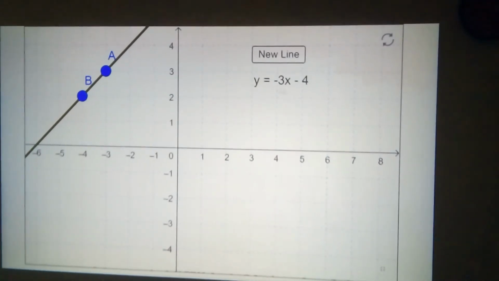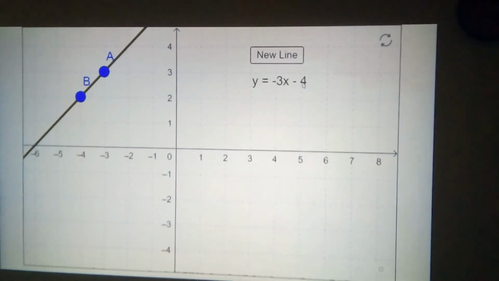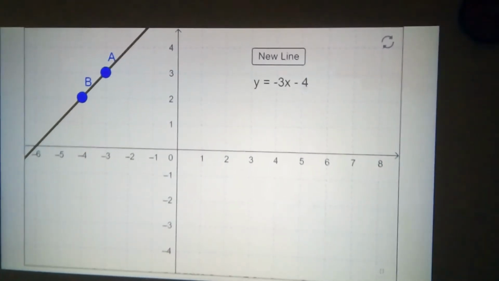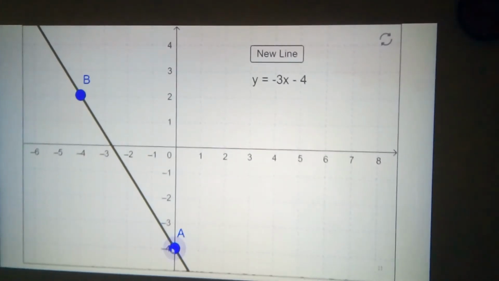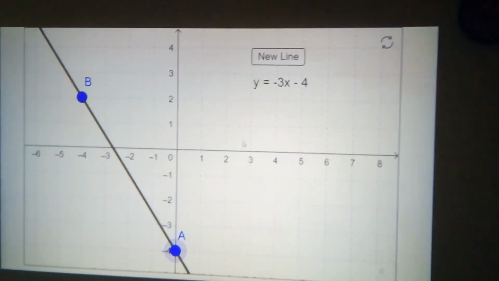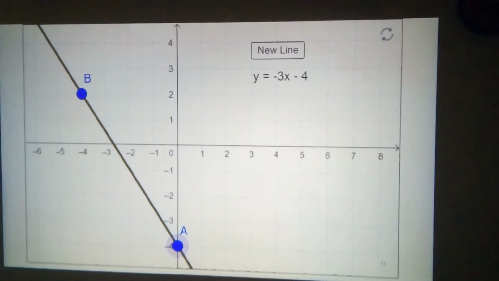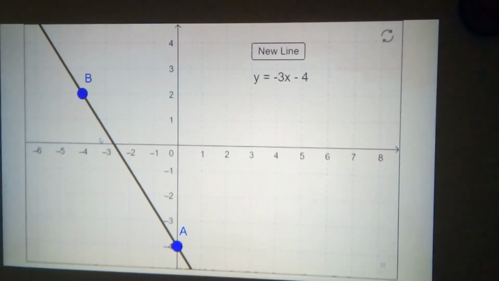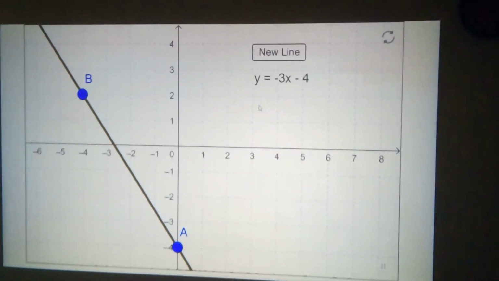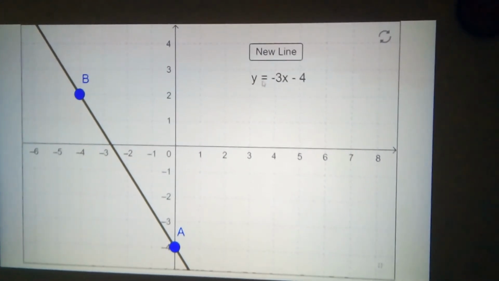Now we have -4, so our y-intercept is -4. Let's place point A at -4. Now this line has a negative gradient. Based on how this line is already sloped, it has a negative gradient. But we just need to adjust the gradient for it to be -3.